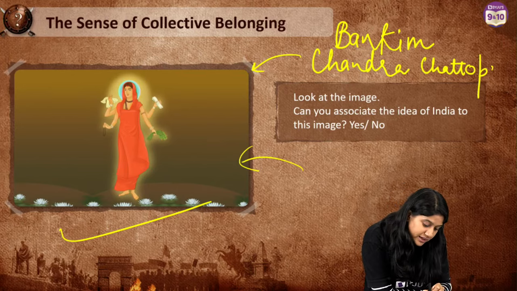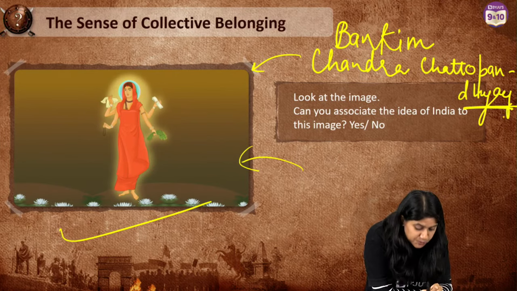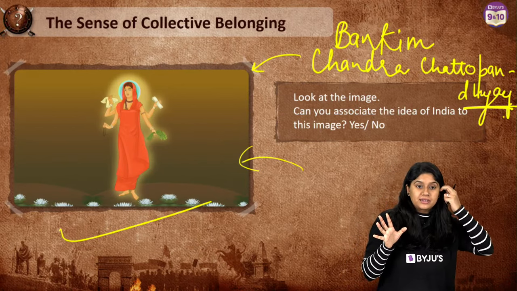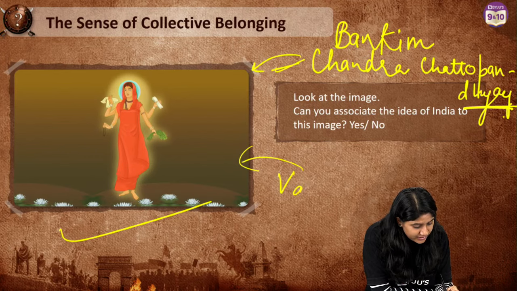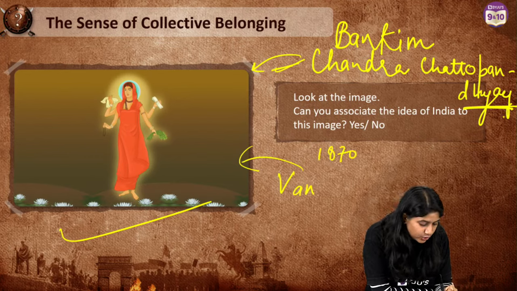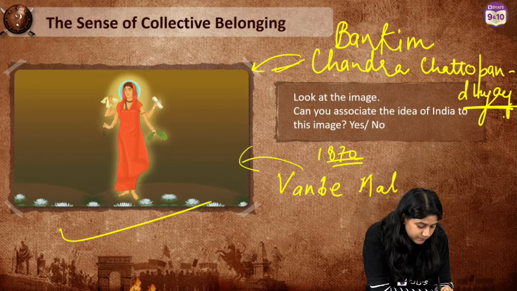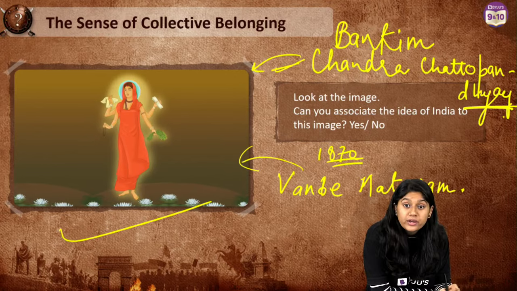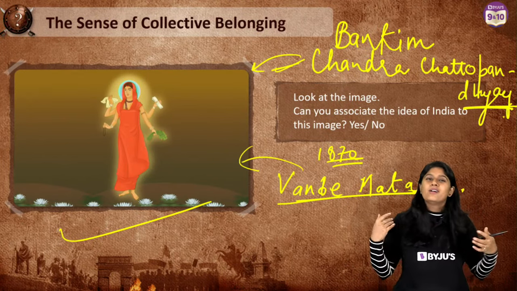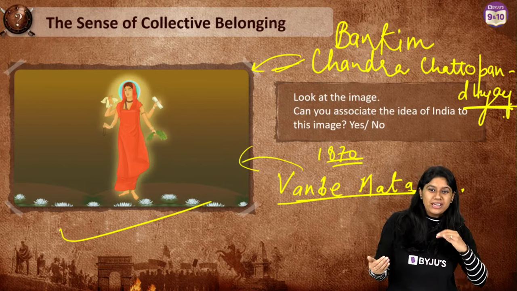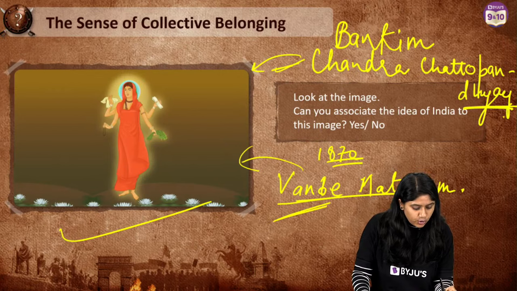The name is given in the textbook, so please make sure you remember it. He was the first person to make the first image of Bharat Mata. Clear? And in 1870, he wrote the very famous song, Bande Mataram. We all hear this song nowadays also, and it's a very important song for all of us as Indians, right? So he wrote this song.